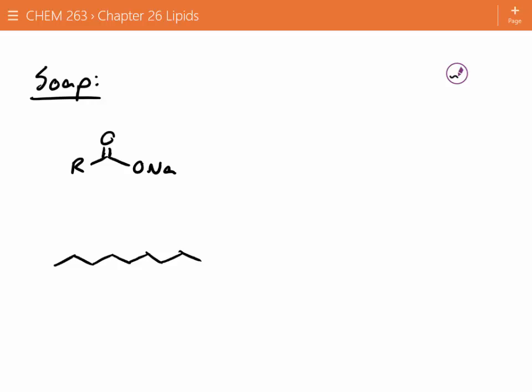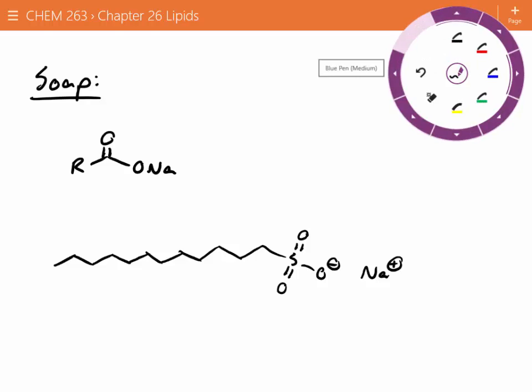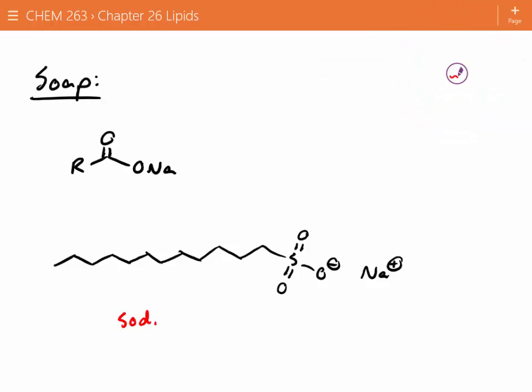2, 4, 6, 8, 10, 12. This molecule is also considered a soap because, again, it's got a hydrophilic head and a hydrophobic tail. And this is sodium lauryl sulfate. Why would we add sodium lauryl sulfate to soaps? Make it bubbly? Yeah, it makes things bubbly.